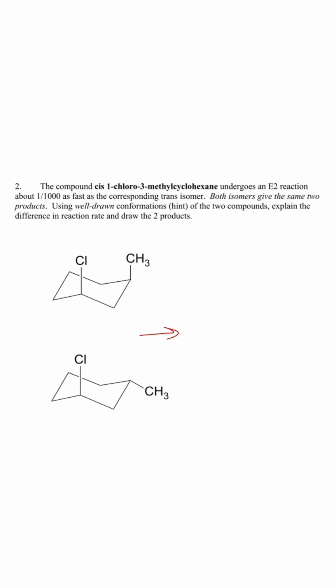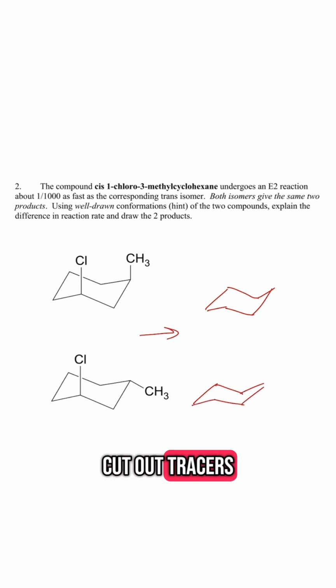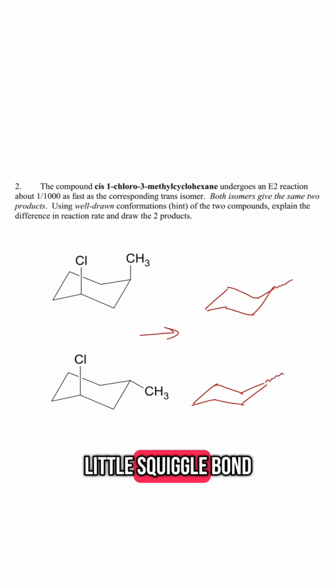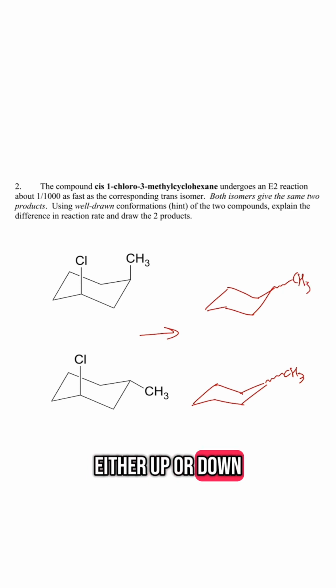So they both give the same product. Let's see if I can still draw a chair conformation. I'm not terribly great at them. I know some people used to use those little cutout tracers. I was always stubborn and never did that. So now we're going to draw the CH3 on a little squiggle bond to show that it could be either up or down. And then we're going to have our double bond either here or here, because it could go either way.